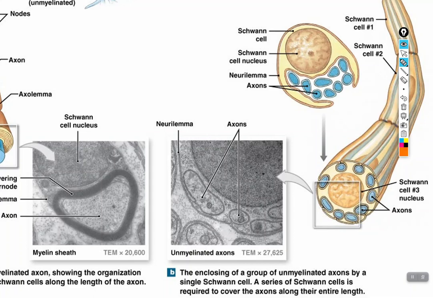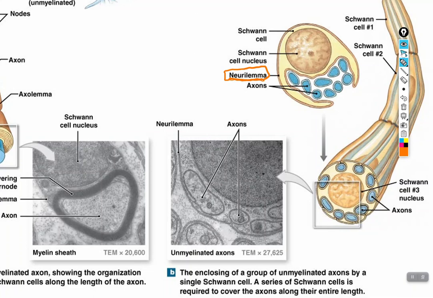Lemma means membrane, and neurolemma would suggest, based on the other lemmas you've experienced so far, that it was the cell membrane of a neuron. But in this case, it's not. It's the membrane that surrounds and encloses unmyelinated axons. So it's just a bit of a misleading name, which is why I wanted to highlight it here.